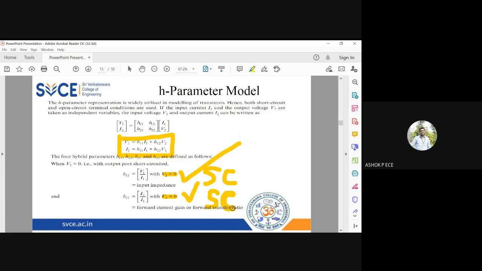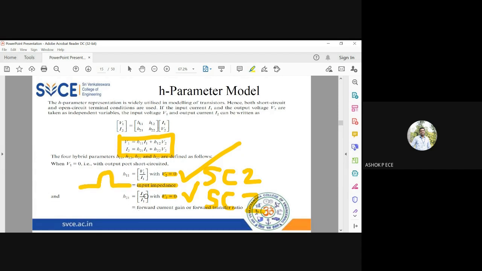So for getting one set of H parameters, I have to short circuit my port number 2, which is your output port. And H11 is V1 by I1. V by I, as per Ohm's law, is going to be R. Generally, I'm going to call it impedance. Since both the suffixes are 1, I'm going to call it input impedance. You know, 1 means input port, 2 means output port, right? So V1 by I1 is called input impedance, and the unit of input impedance is ohms.